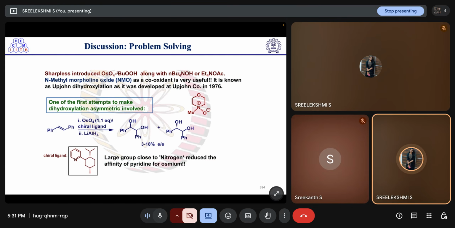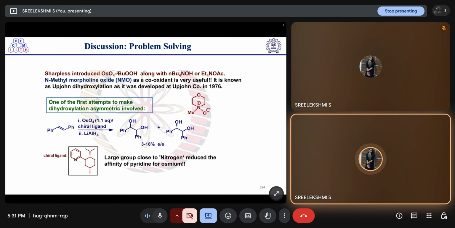Now, Sharpless introduced this combination of osmium tetroxide and tertiary butyl hydroperoxide along with tetraethyl ammonium hydroxide or tetraethyl ammonium acetate, or NMO, that is N-methyl morpholine N-oxide, was used as a co-oxidant. It is known as Upjohn dihydroxylation as it was developed by the Upjohn Company in 1976.